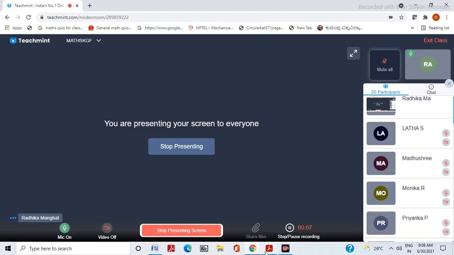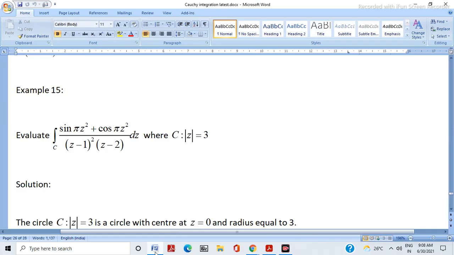Okay. Yesterday we discussed problems based on complex integration. That was based on two theorems. The first one is Cauchy's integral theorem, and the second one is Cauchy's integral formula and its generalized form. Then, what is Cauchy's integral theorem?